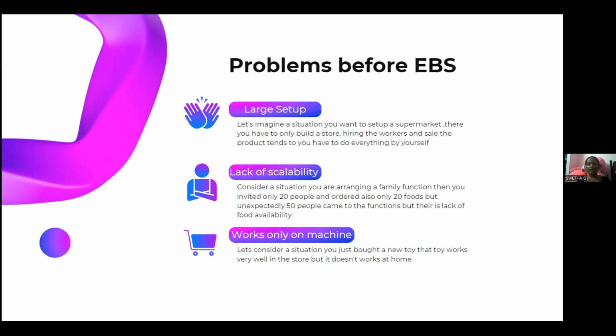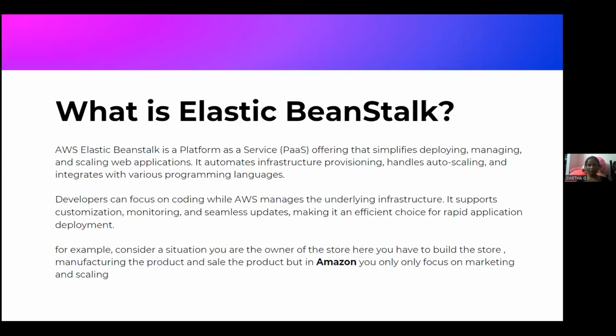Let us consider another situation: we bought a new toy from the toy factory. It worked perfectly at the toy factory, but it does not work in our home. Similarly, when we are deploying our application, it only works on my machine. It does not work on another machine. This is also one of the main problems before Elastic Beanstalk. And what is Elastic Beanstalk?